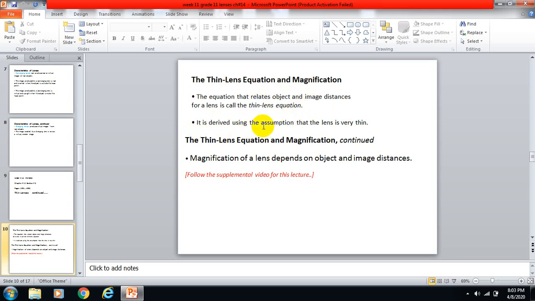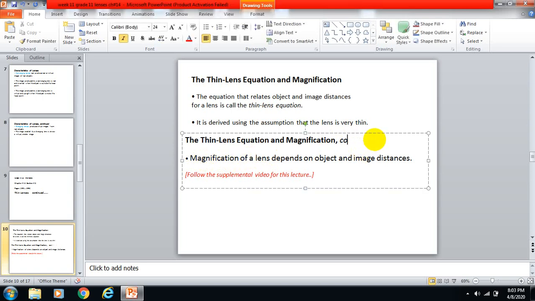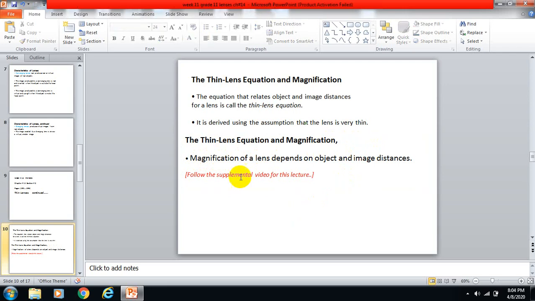It is derived using the assumption that the lens is very thin, to clearly give you an idea that the lens is very thin. The thin lens equation and magnification. Look at the continued part. The magnification of a lens. Magnification of a lens depends on object and image distances.